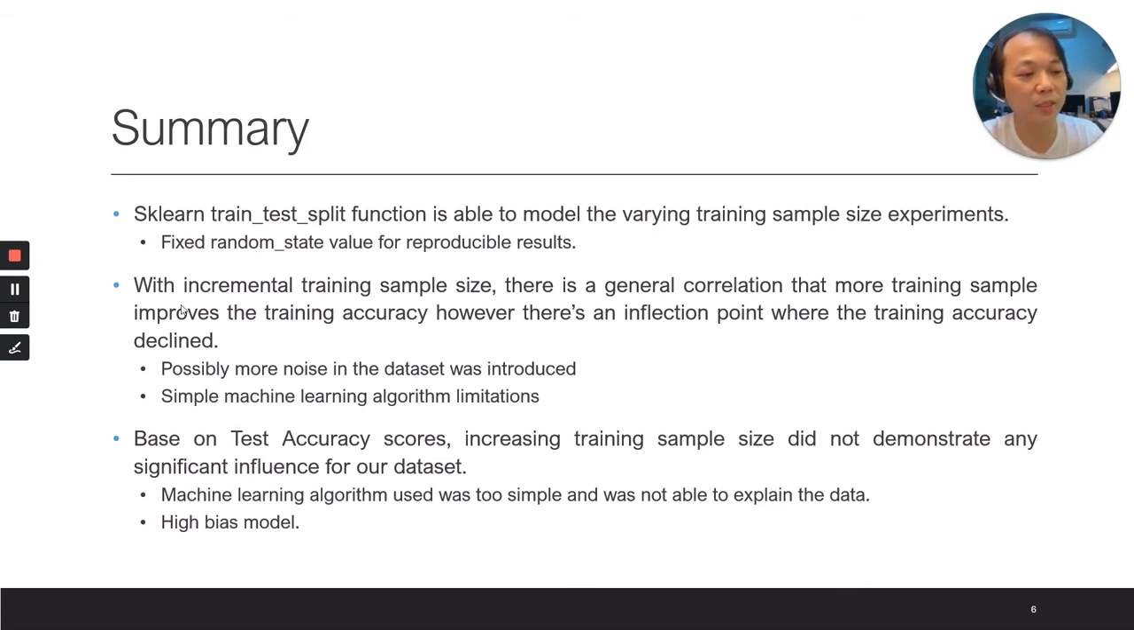We could potentially improve on the model by using a more complex nonlinear machine learning algorithm like support vector machine or neural network, to potentially overcome our high bias model. But that's another discussion for another project.